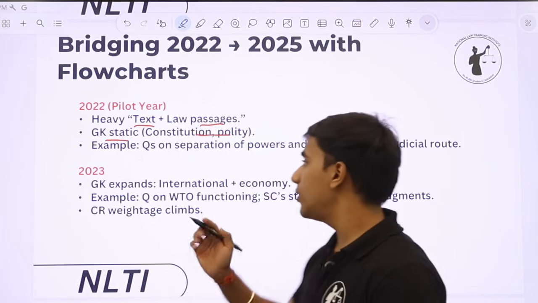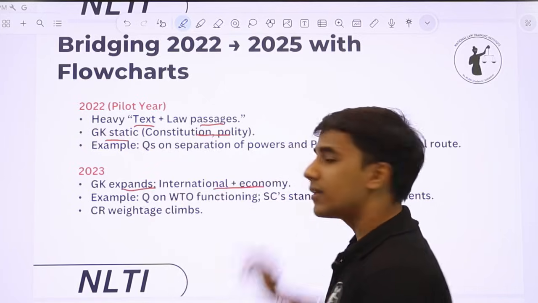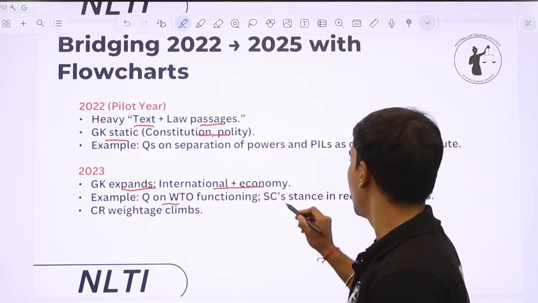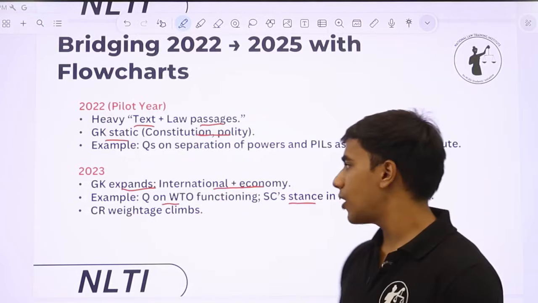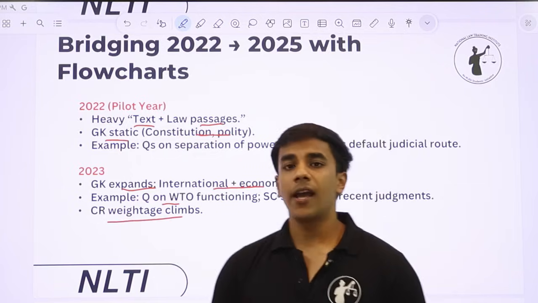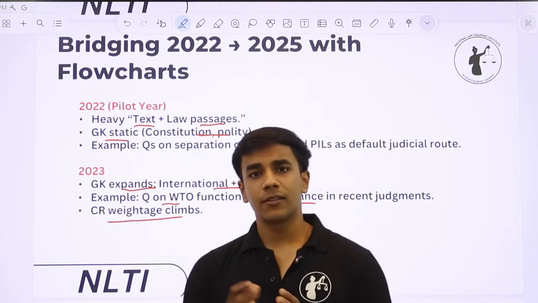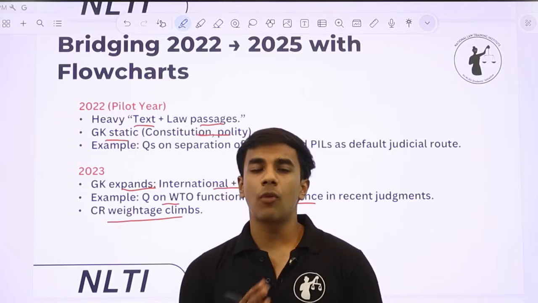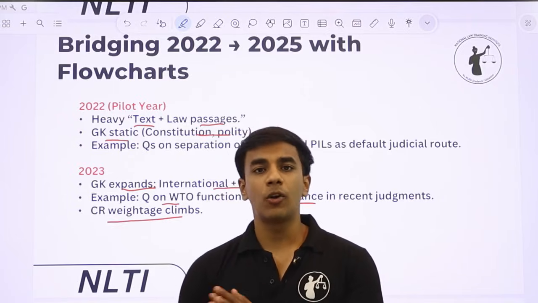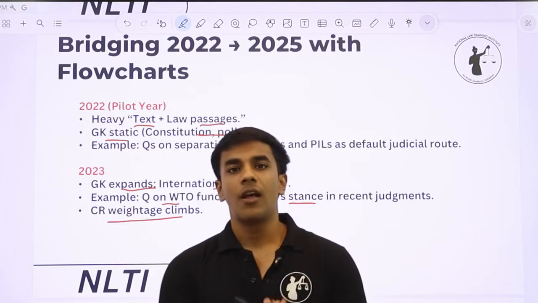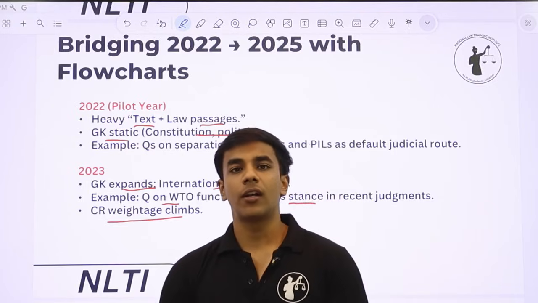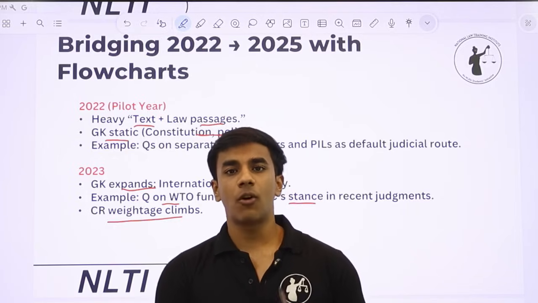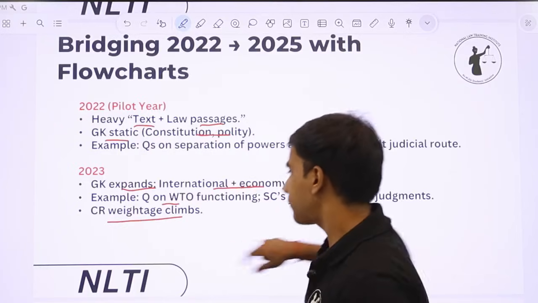static GK आनी चाहिए. But 23 में GK expand हुआ, international plus economic news पे focus होने लगा. For example, there was a question on the WTO's functioning, what the stance of SC was in recent judgments, and the CR weightage climbed. Again, contemporary news बढ़ने लग गई 2023 से, and also the paper started to move away from what the paper was in NLSAT 2022, because NLS realized that what they are looking for in NLSAT candidates is not what CLAT is looking for in CLAT candidates. So that is why the paper started to move away from being very close to the CLAT pattern.